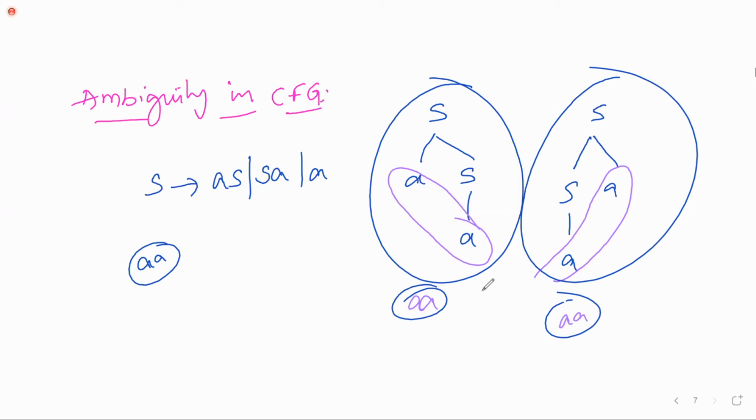Same string you can generate with two different parse trees. So this is known as the ambiguous grammar. This concept is very, very important. They'll give you one string as well as the production and ask you to check whether it is ambiguous or not. I think I'm clear with this ambiguity. I'll give you one question.